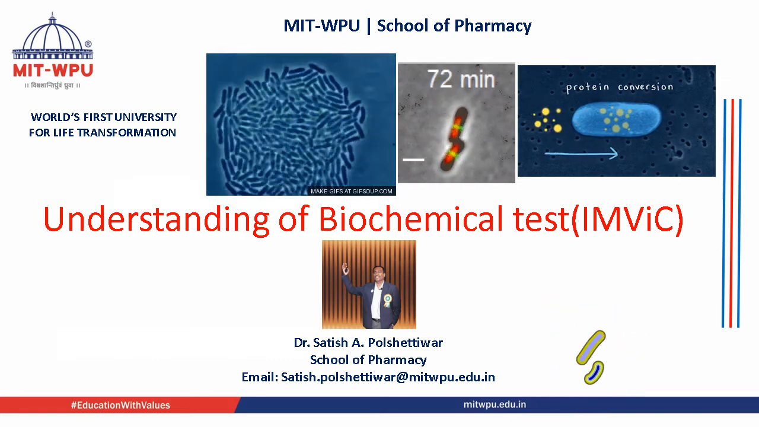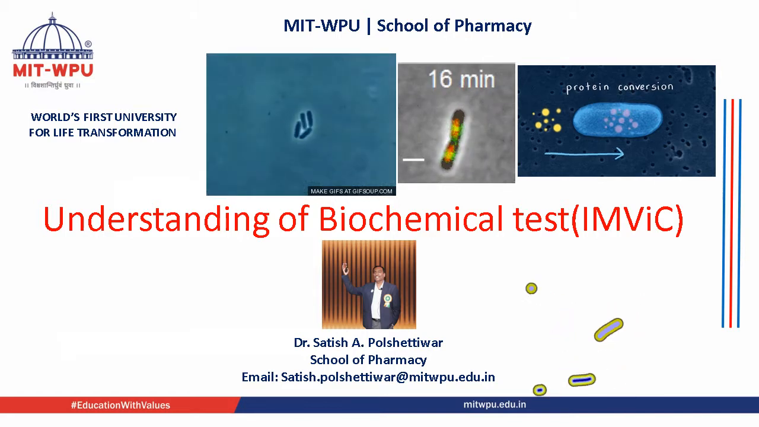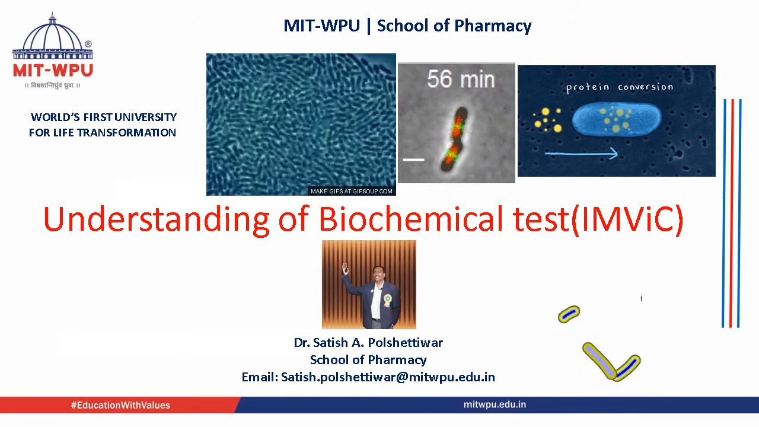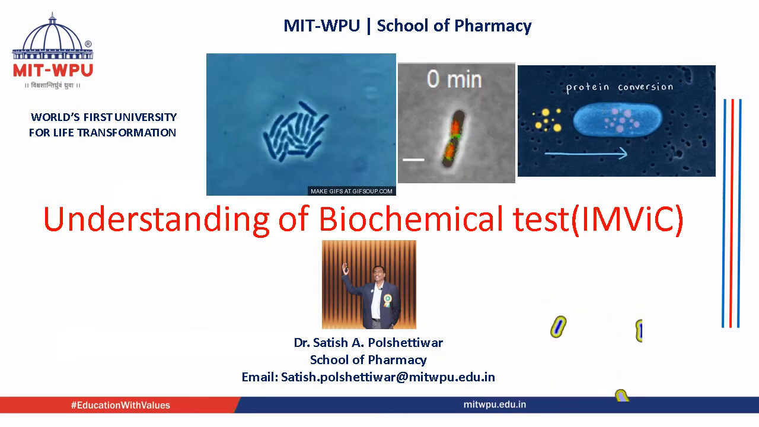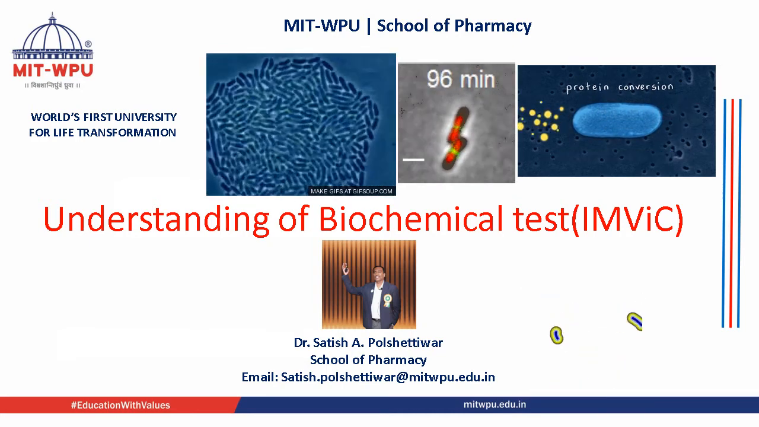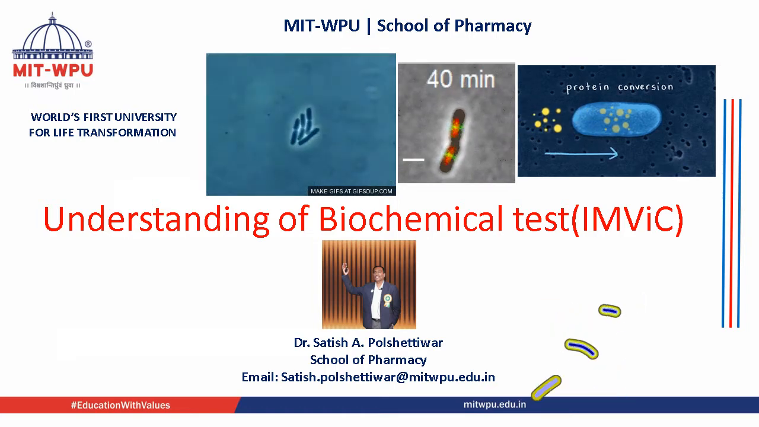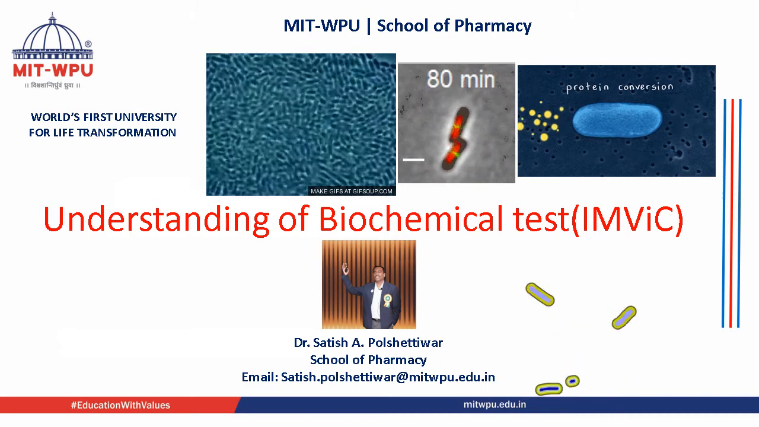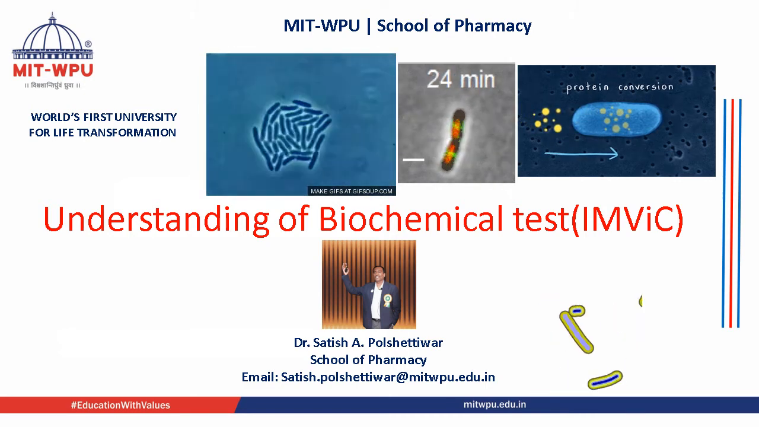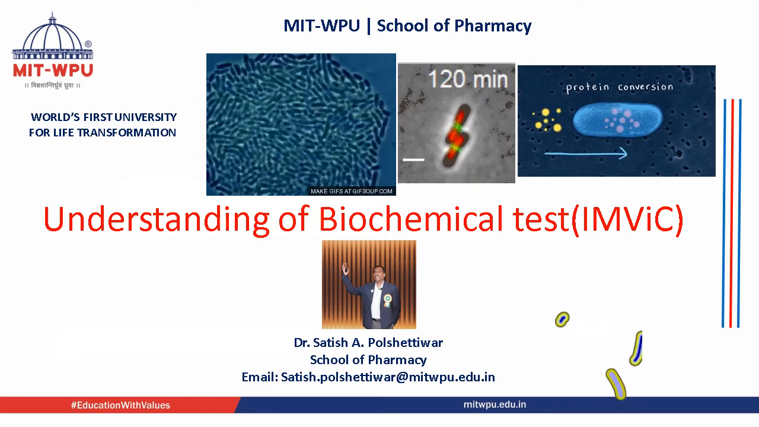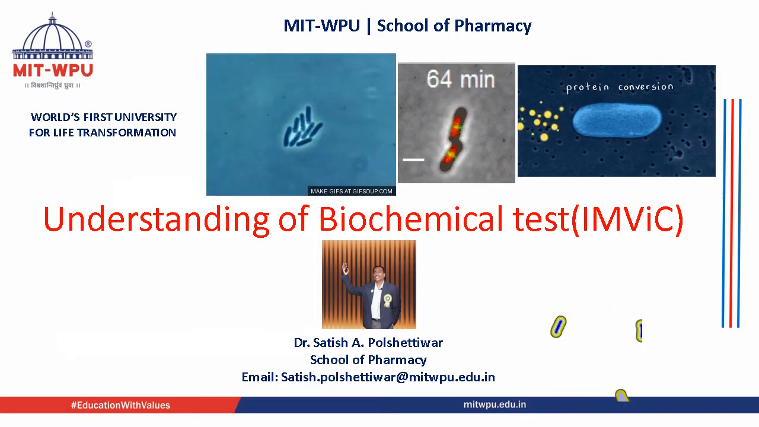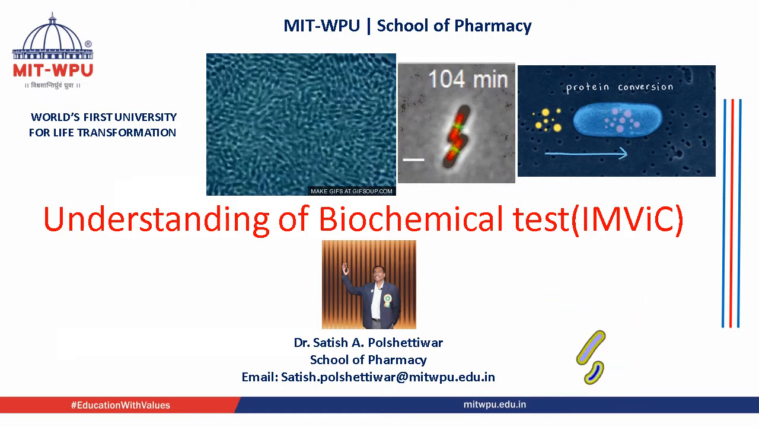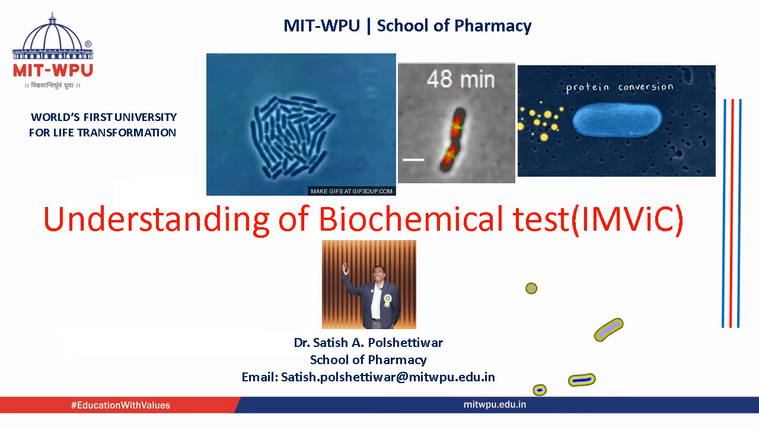Today I am going to take you through a very important topic: the understanding of biochemical tests, commonly known as the IMViC test. We all know the identification of microorganisms is very important. In order to diagnose a disease, one has to identify the unknown microorganism in the given sample. The sample could be a blood sample, air sample, urine sample, or any sample that contains microorganisms that need to be analyzed properly. Then and only then can one give proper treatment. So this biochemical method is one of the methods where we can identify an unknown culture. Let's begin with this topic.